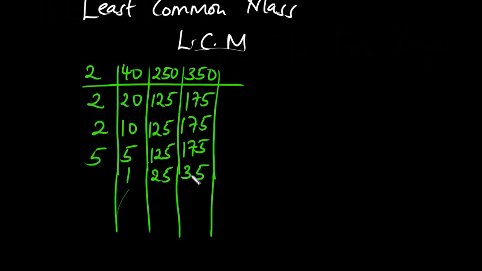25 and 35 are still divisible by 5, so we are still going to put a 5 there, or to divide through by 5.